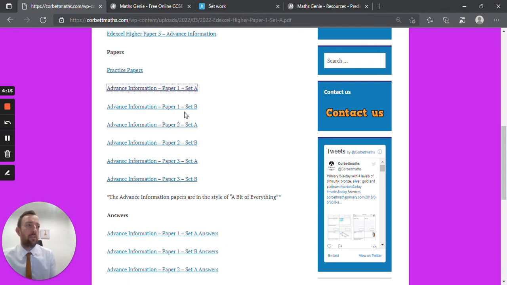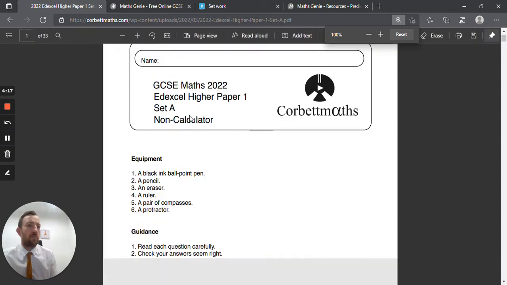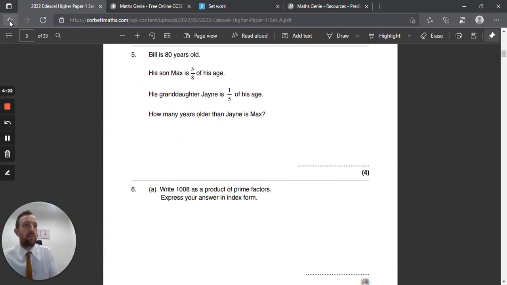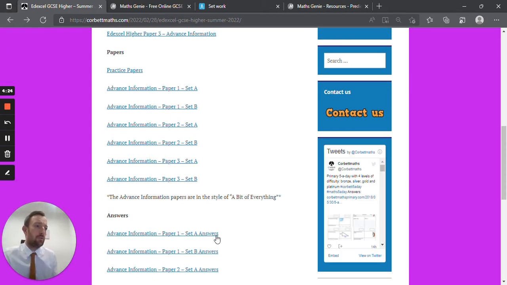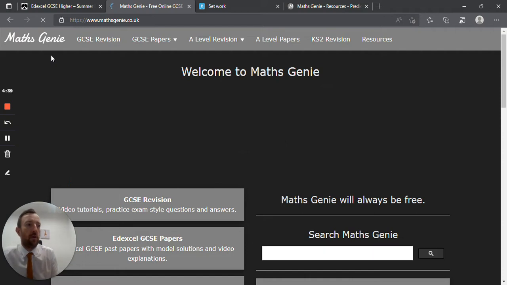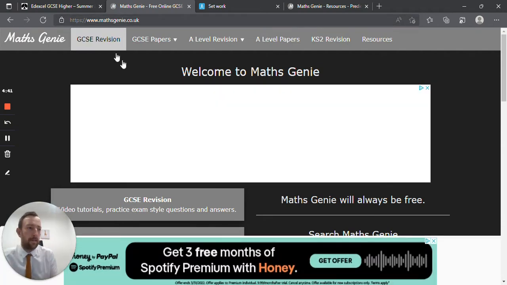So again, if you just click one of those, you'll see a full paper with lots and lots of practice that they can have a go at with those topics. And again, just below, all the worked answers which show you exactly how to do it. Okay, so that's really, really good, strong revision. So that's the first website, that's Corbett Maths. We've also got Maths Genie, which is a free website, mathsgenie.co.uk.